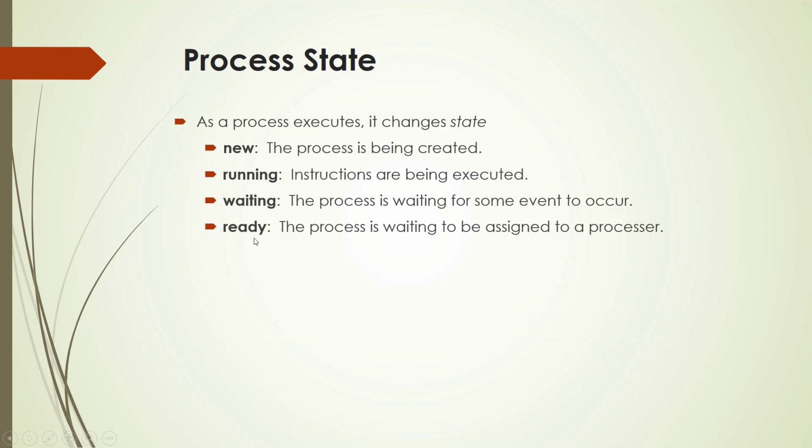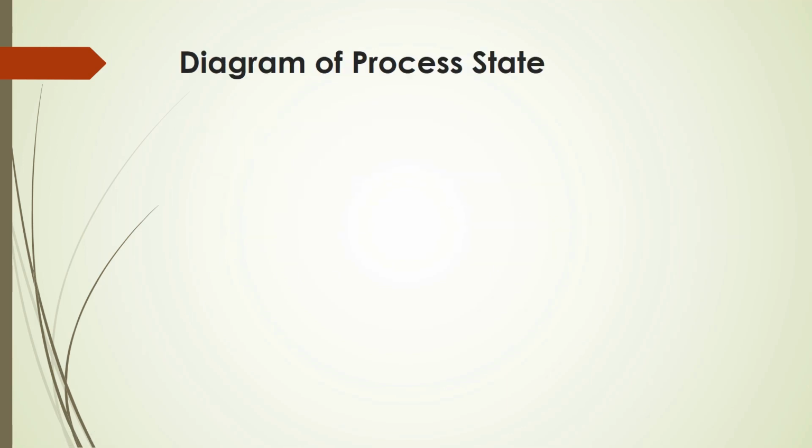Ready state. Now the process is waiting to be assigned to the processor. This is one state where the process will be assigned the processor or the CPU where it will be executing. And finally the process, when it completes its execution, this is the final state which is called terminated. Now let us look at the diagram how it works.